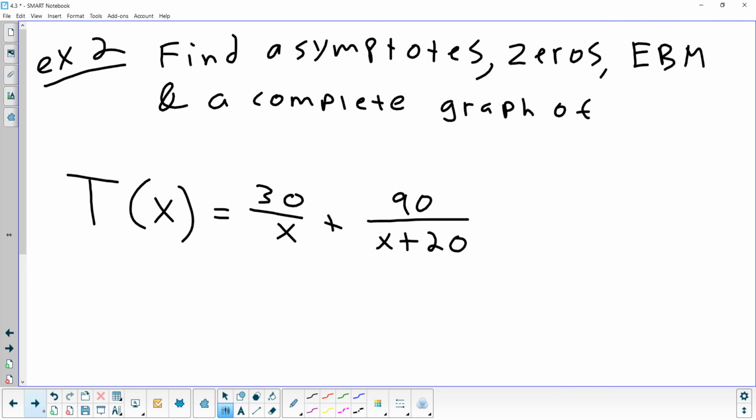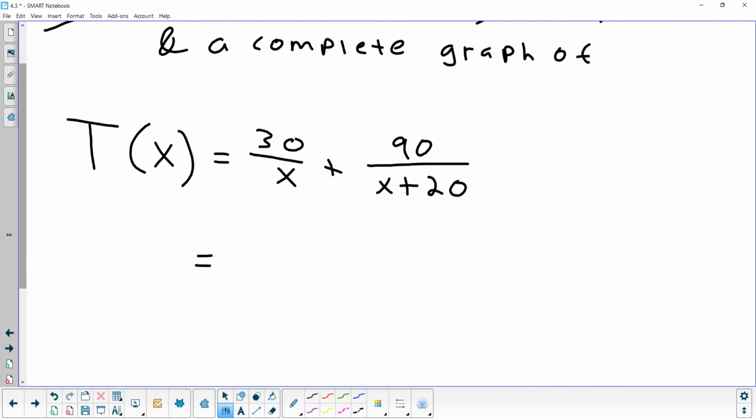Let's go to the next page. Here's the same formula that we just had, and they want us to find a few things: the asymptotes, the zeros, the EBM, and a complete graph. For some of that, it's easier to leave it separate. But for other things like the EBM, we want to look at the highest degree term in the top divided by the highest degree term in the bottom. You need to have one fraction, not two. So what would my common denominator be here?